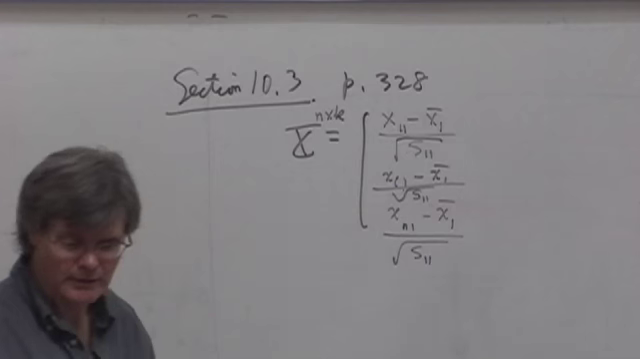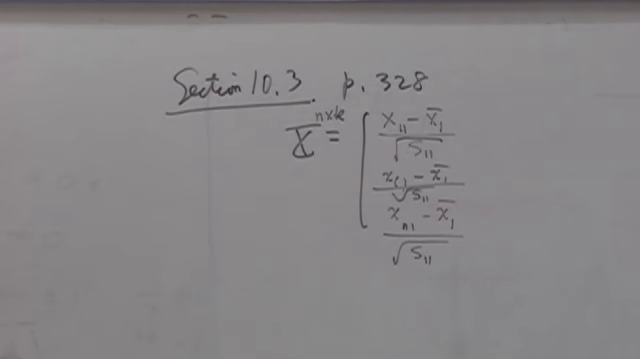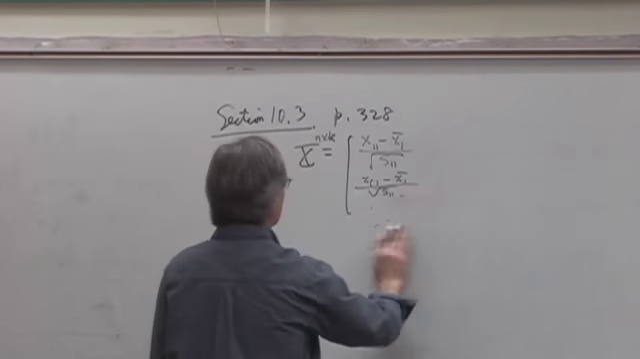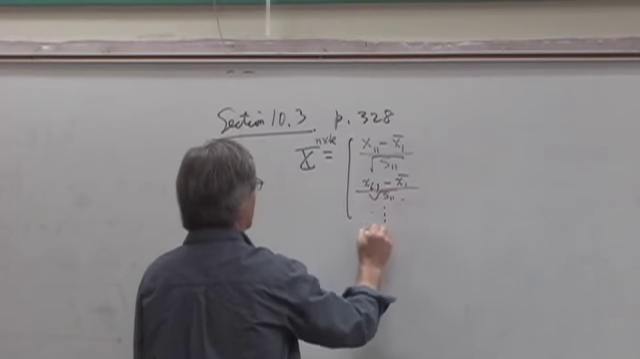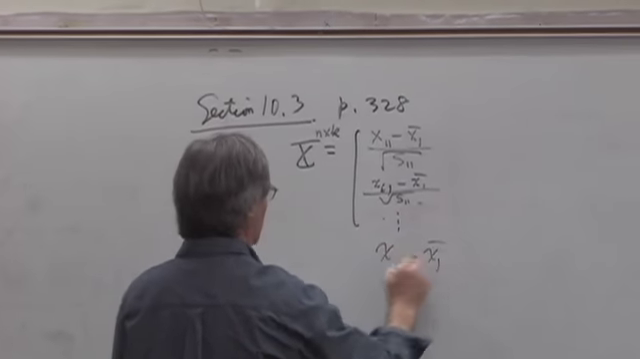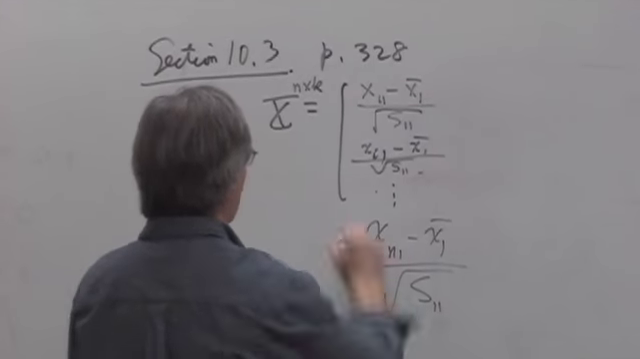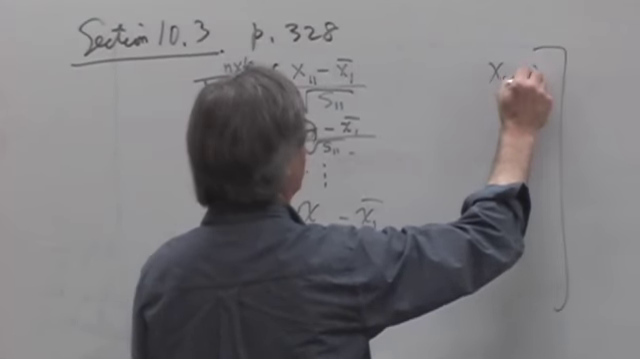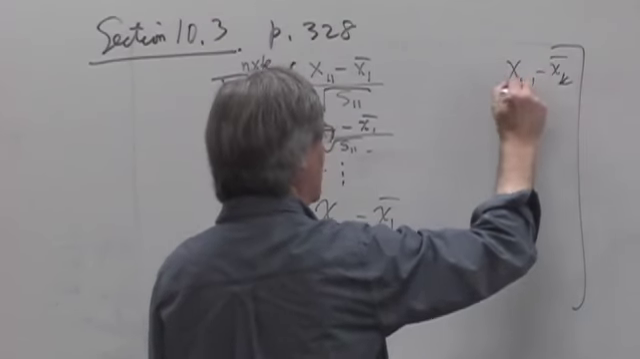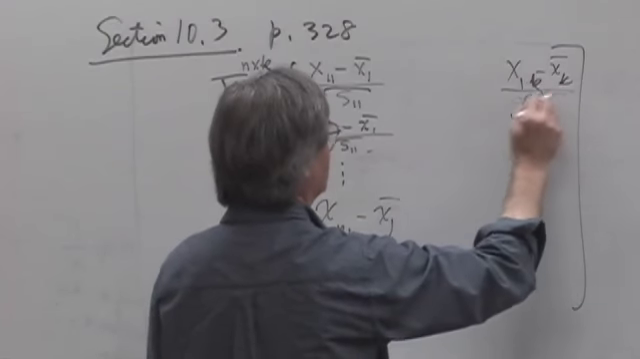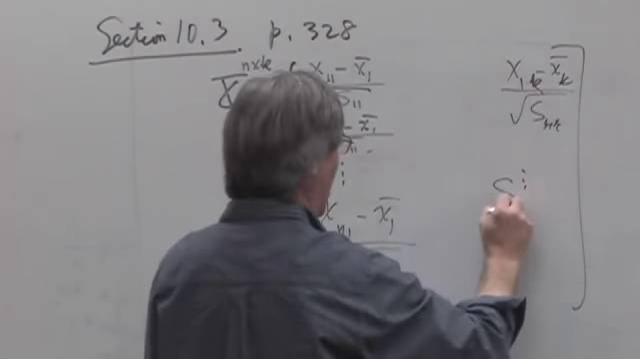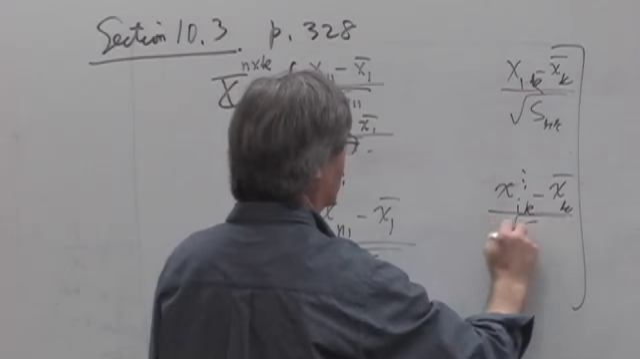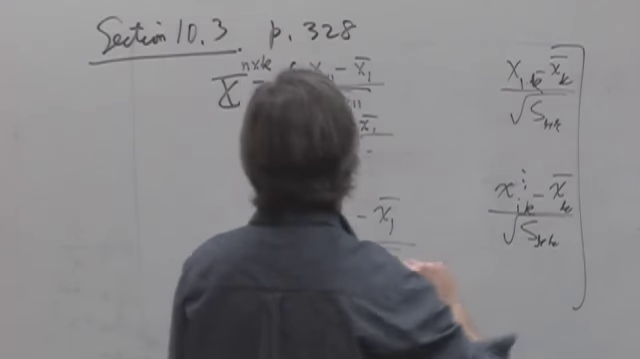It's not a very sharp pen. Maybe make it a little bit bigger here so you can see it. xi1, and then so on down to xn1 minus x1 bar over the square root of S11. Okay? That's the first column, then you have the k columns. So x1k minus xk bar, that's the way we did it, over the square root of skk, down to xik minus xk bar over the square root of skk, etc. So this is n by k.